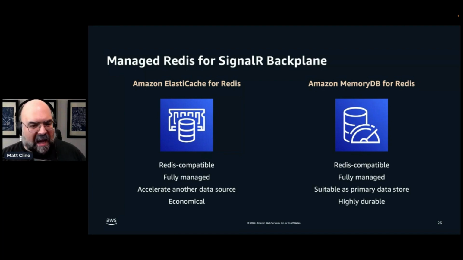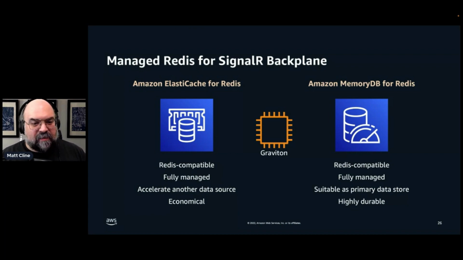In general, I recommend using Elasticache for a SignalR backplane. It's fully managed, so it minimizes the maintenance that you need to do. And most SignalR traffic doesn't need to be highly durable, so the advantages of MemoryDB don't really come into play in this use case. Oh, and whatever you use, I highly recommend you run Redis on a Graviton instance.